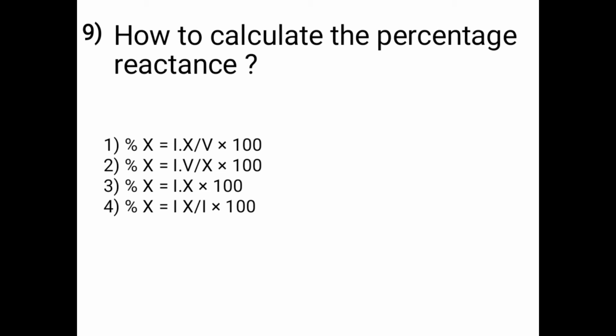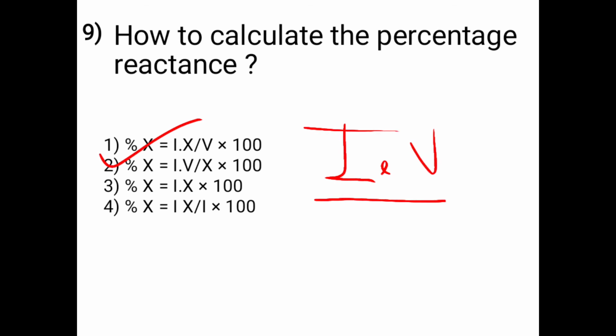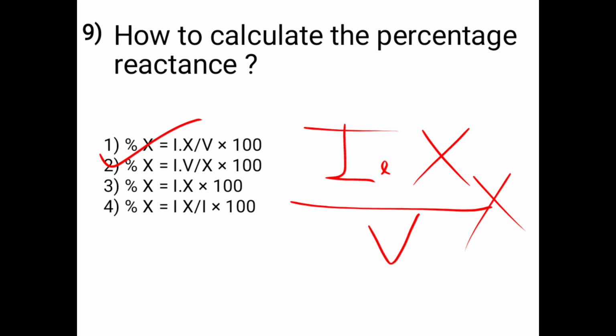So the correct answer is option A, that is percentage reactance is equal to current multiplied by reactance divided by voltage into 100, that is I into X divided by V into 100. X means reactance, divided by voltage multiplied by 100. This is the formula of percentage reactance.